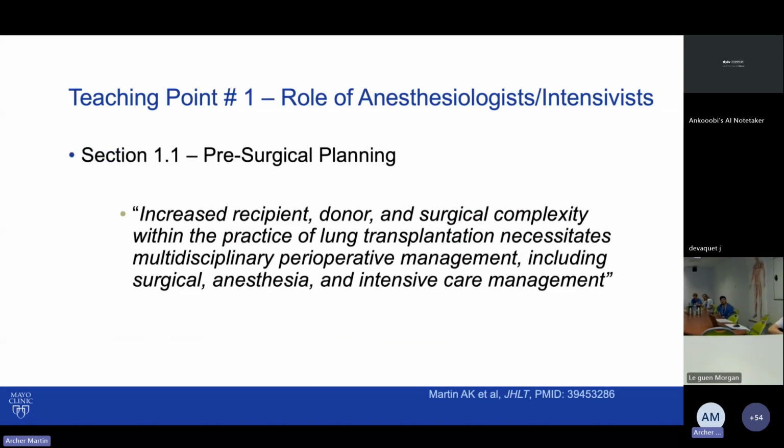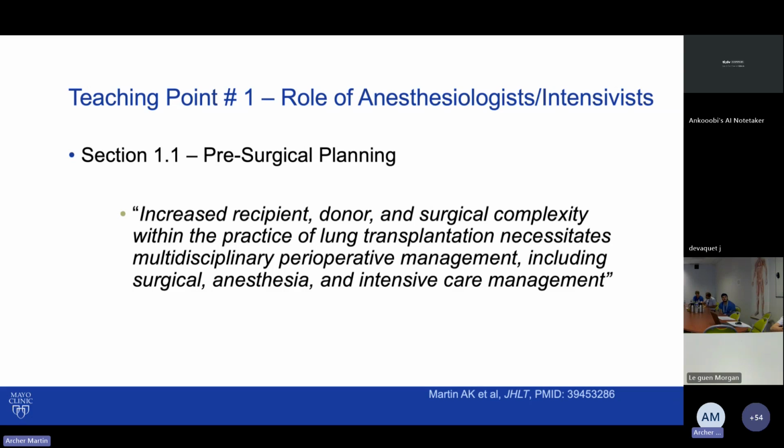But focusing on our role, the first statement that we're going to look at is this one from section 1.1. During this talk, you're going to hear me talk about the various sections and their titles. In this statement, we said increased recipient, donor, and surgical complexity within the practice of lung transplant necessitates multidisciplinary perioperative management, including surgical, anesthesia, and intensive care management.